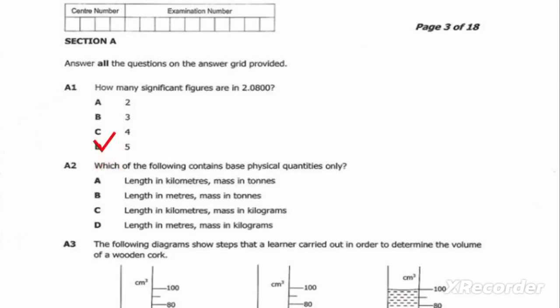We shift to the next question, which is question A2. Question A2 reads, which of the following contains base quantities only? A, length in kilometers, mass in tons. B, length in meters, mass in tons. C, length in kilometers, mass in kilograms. D, length in meters, mass in kilograms.